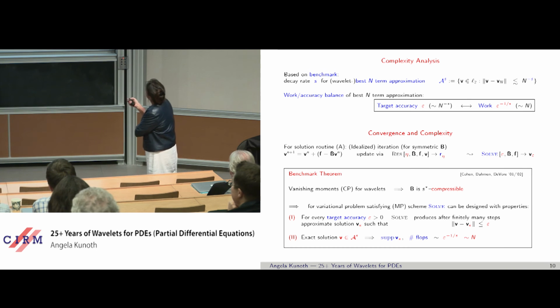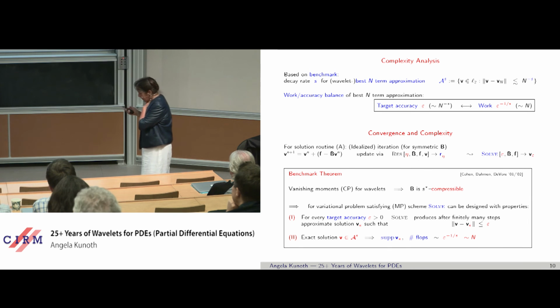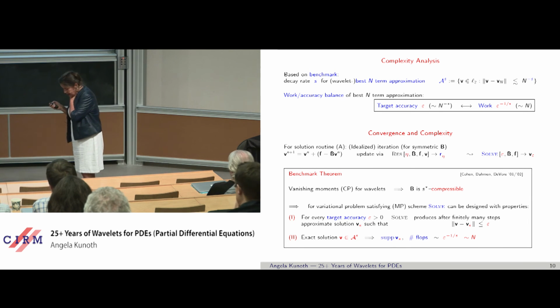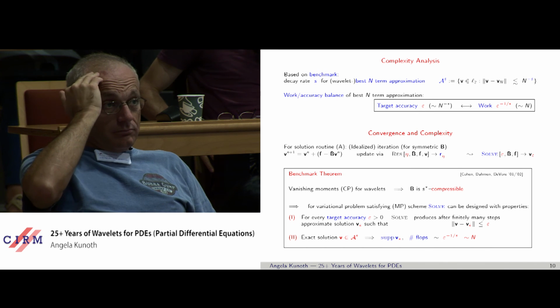Okay. What is nice in this context here, and this is something that, up to that point, without wavelets one has not been able to prove in terms of finite elements or other discretizations, namely, you can do a complexity analysis, and the complexity analysis tells you that you can achieve the same work accuracy balance of best n-term approximation as if you knew the object already.